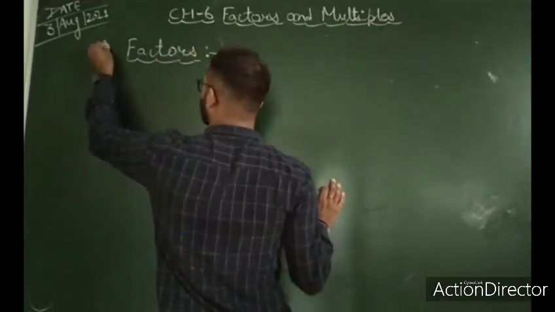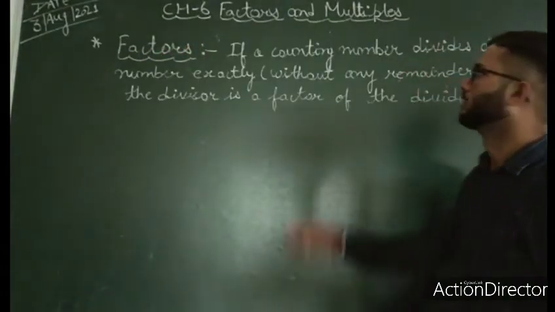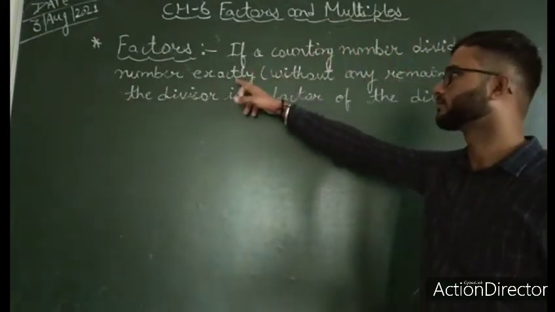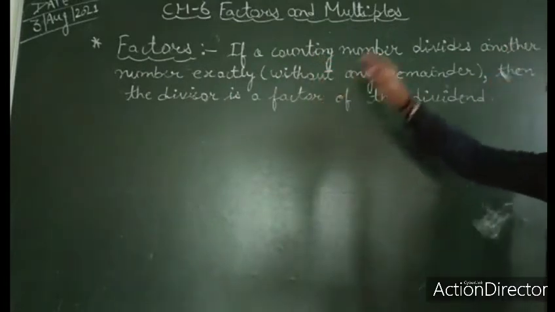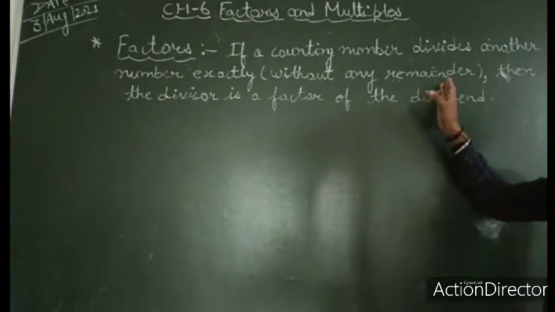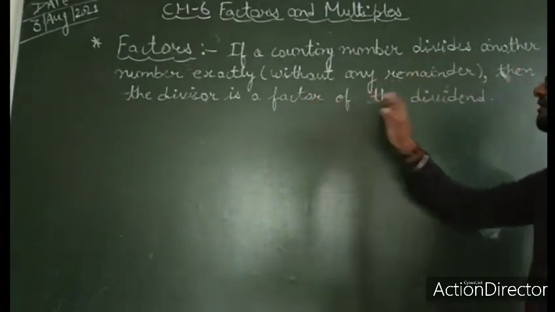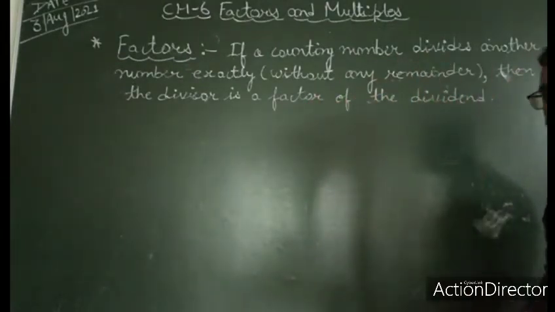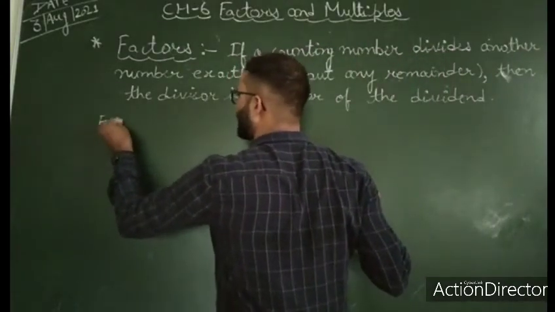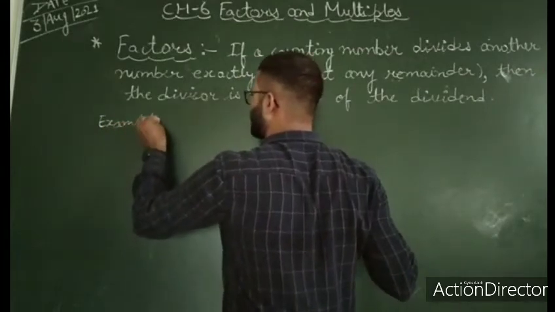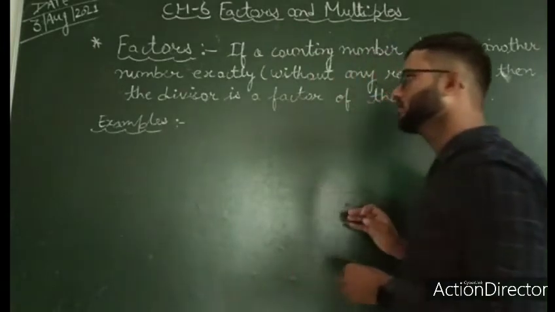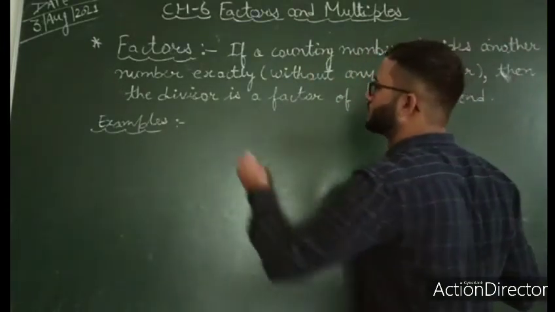Okay, what is a factor? Definition of factors: if a counting number divides another number exactly, without any remainder, then the divisor is a factor of the dividend, right? So here we take some examples related to how we find factors. Right. Now here we get the first example.